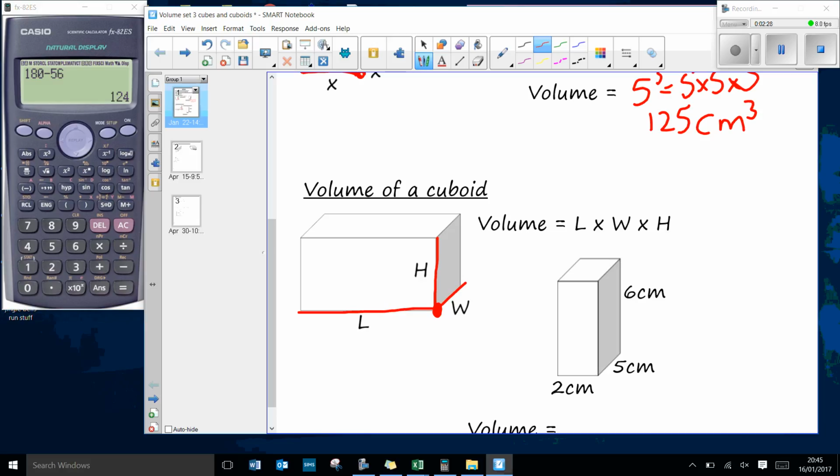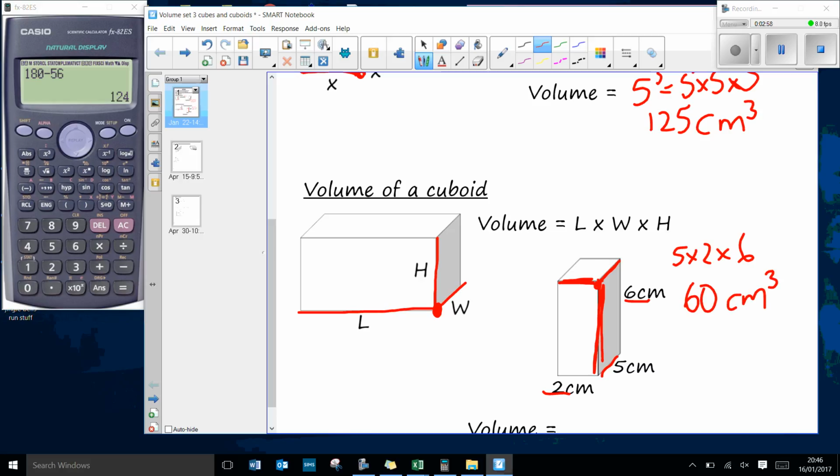So if I were to focus on this vertex here, this measurement here, it's not labelled, but I can see it's the same as this one here, so that's a 5. This measurement here, again, not labelled, but it would be equivalent to this one, so that's times 2. And our final one is this height here, which would be 6. So it's 5 times 2 times 6, which gives us 60. And again, our units, centimeters cubed.